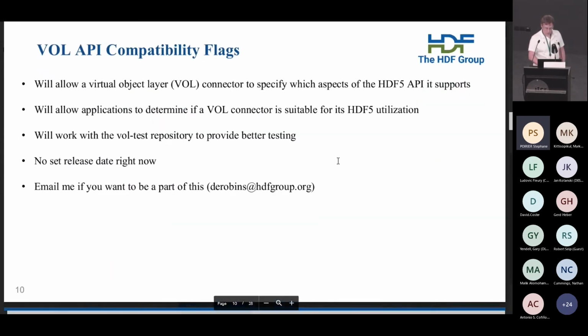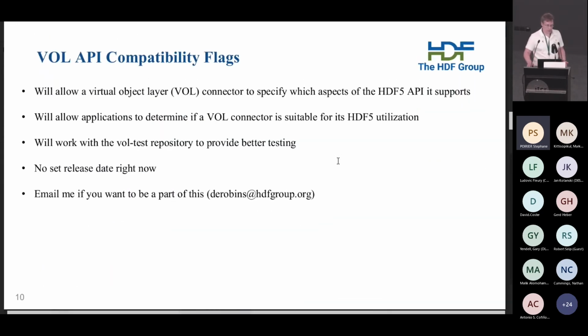We also have another feature for anybody who is interested in the virtual object layer. We're going to be adding in API Compatibility Flags over the summer. This will allow a virtual object layer connector to specify which aspects of the HDF5 API it supports, because when you create a virtual object layer connector, a lot of times people don't implement the full suite of HDF5 API functionality. In fact, the native VOL connector does not even support all the possible operations, because we don't support maps in the native file format.